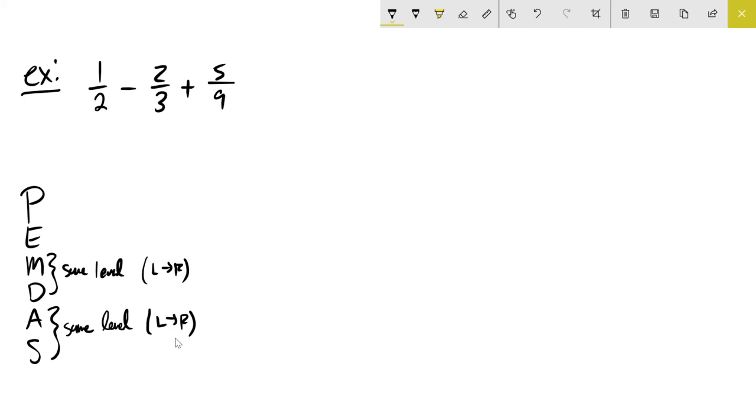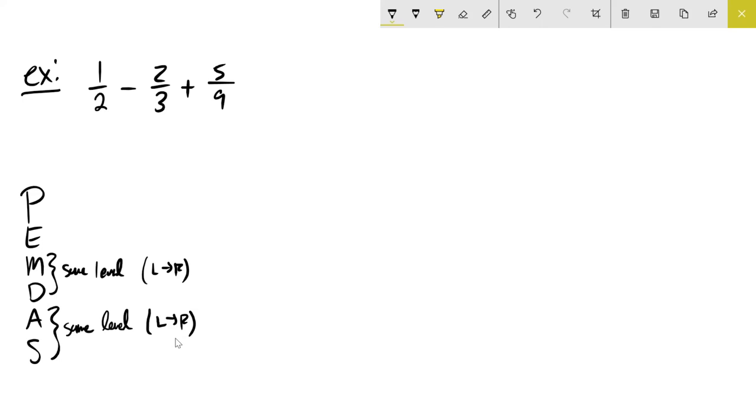And division is actually the same operation as multiplication. Division is just multiplication of fractions. So dividing by 2 is the same as multiplying by 1/2. So they're on the same level, actually. So in here, even though A comes on top, we wouldn't do this addition first. We would just work it left to right.